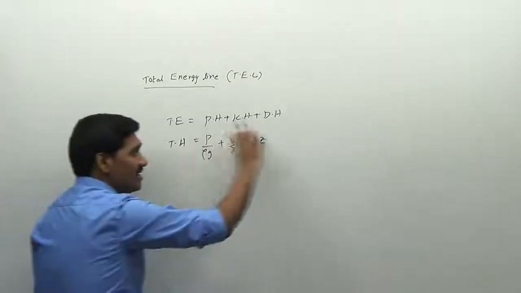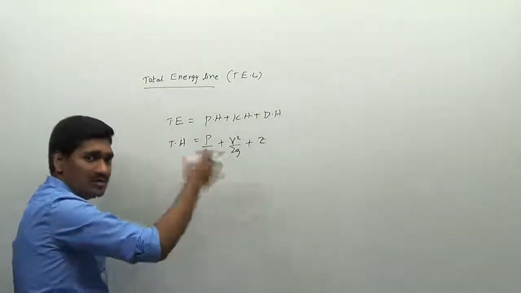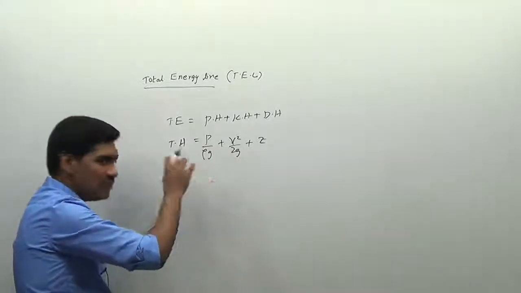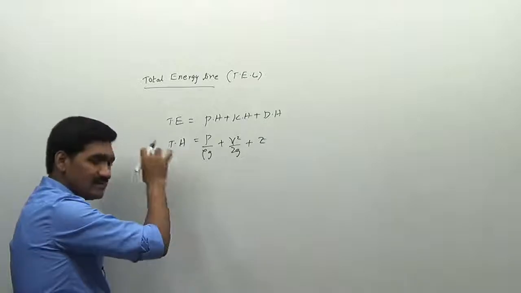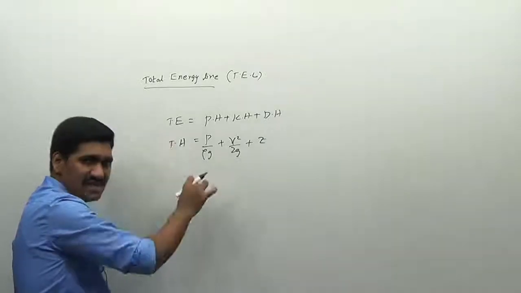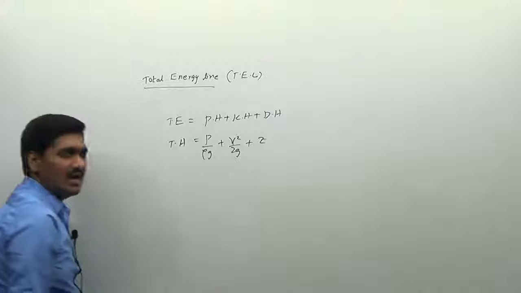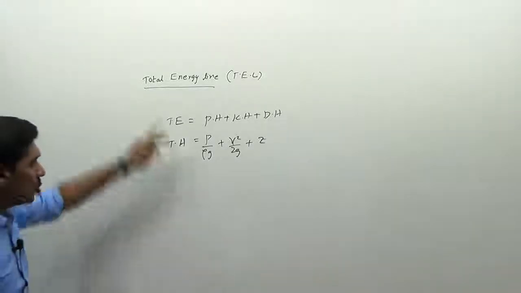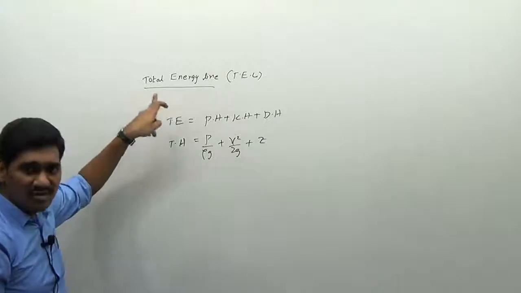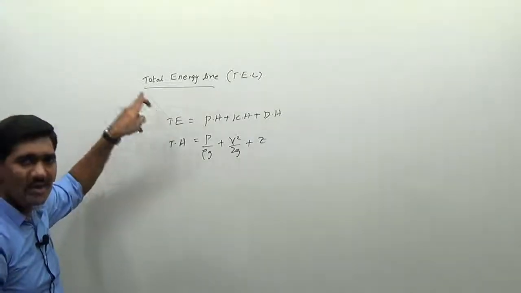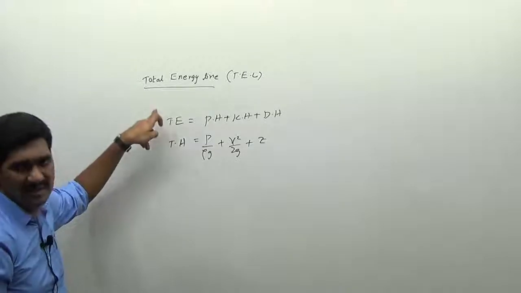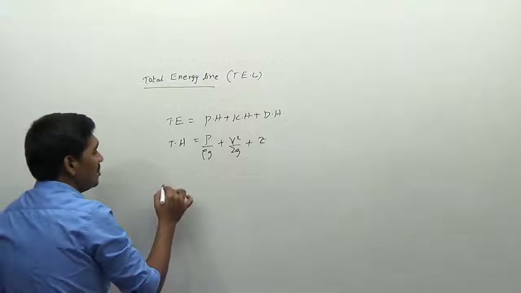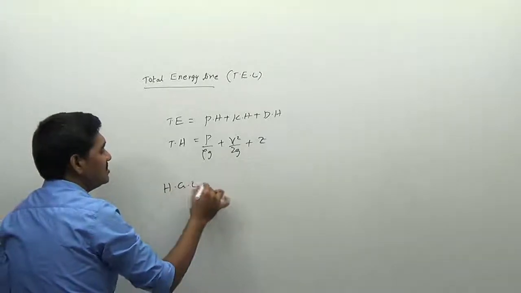If you calculate the total energy at all the points in the given pipeline, and join the points of the energy levels from one point to another point, this gives the line which is called the total energy line. The total energy line is a line which joins all the corresponding energy points in a given pipeline. I will give examples, nothing to worry about that. Next we have a second line, which is called HGL.